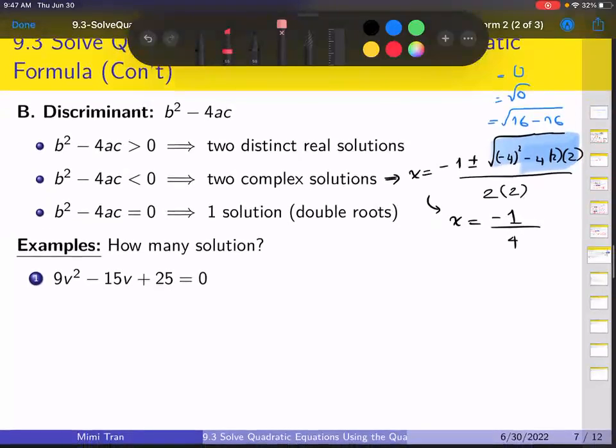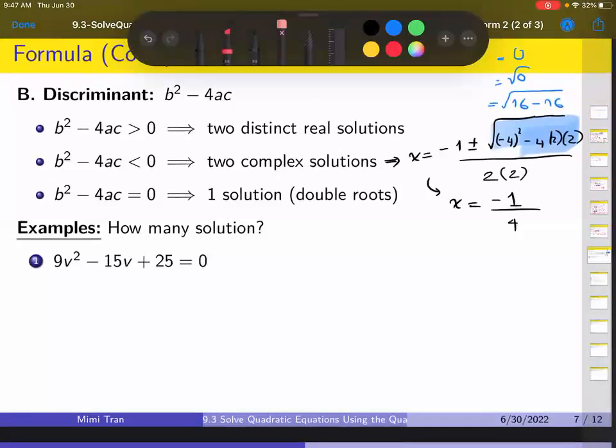Okay, I want to check how many solutions this one has. We don't have to solve, I just want to check how many solutions it has. So what do you use to check? The discriminant, right? Discriminant.